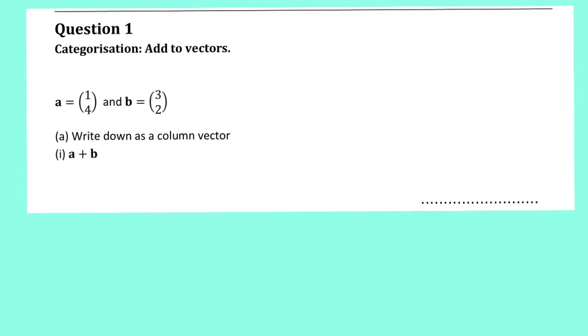In this question, we're told that vector A is equal to (1, 4), vector B is equal to (3, 2), and we're asked to write down as a column vector A plus B. Well, A is (1, 4) plus B, which is (3, 2).